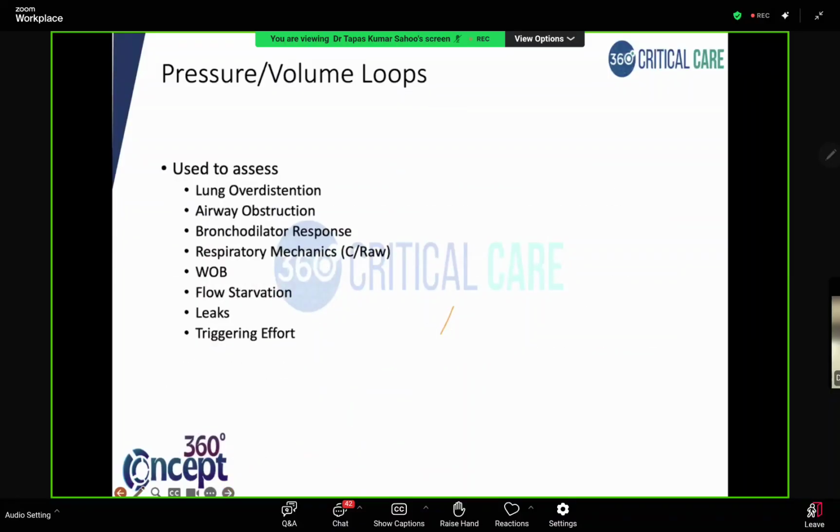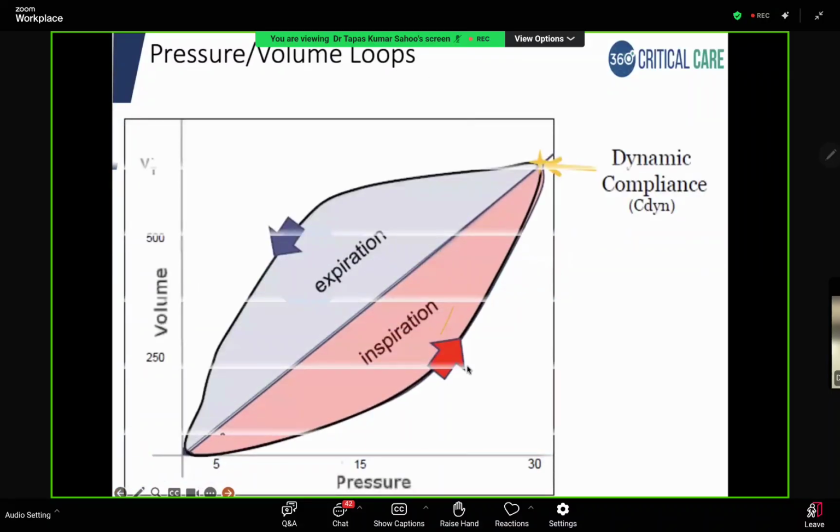Now, what is the utility of the pressure-volume loop? It is used to assess lung overdistension, airway obstruction, bronchodilator response, respiratory mechanics, work of breathing, flow starvation, leaks, and triggering effort. Clear? I have already explained the theory part.